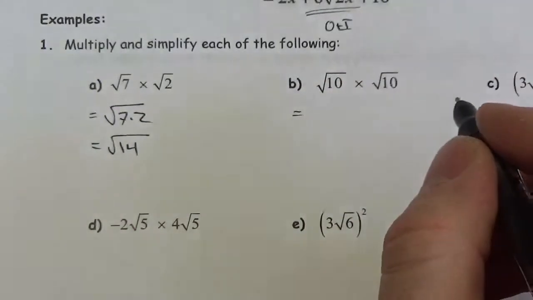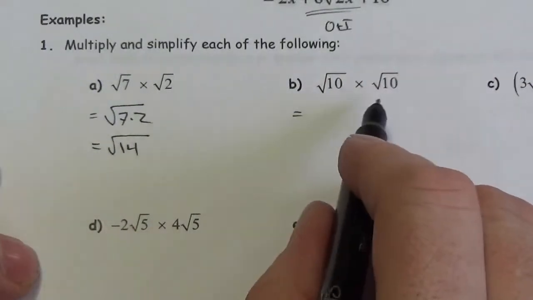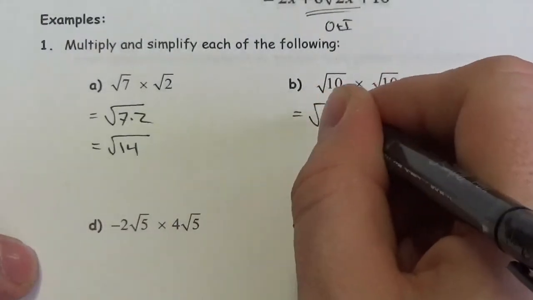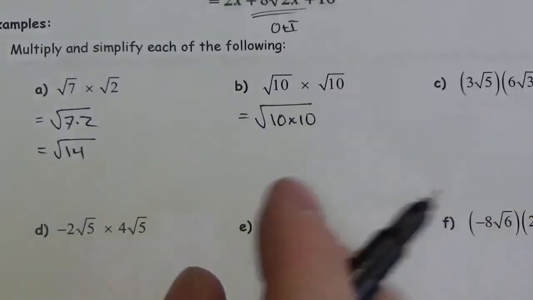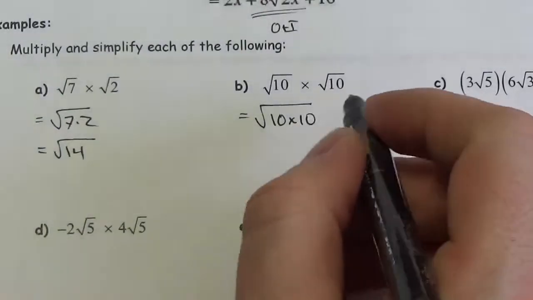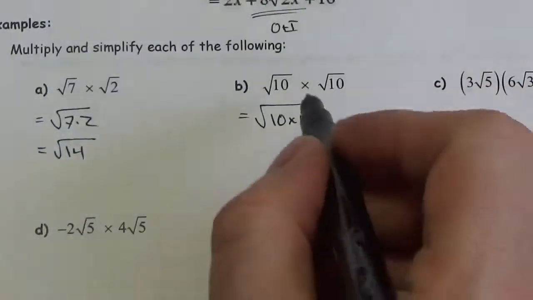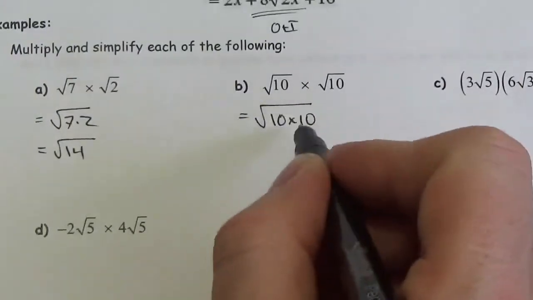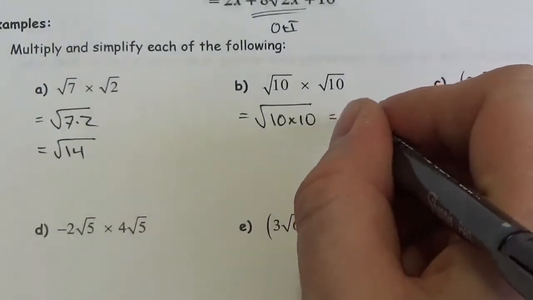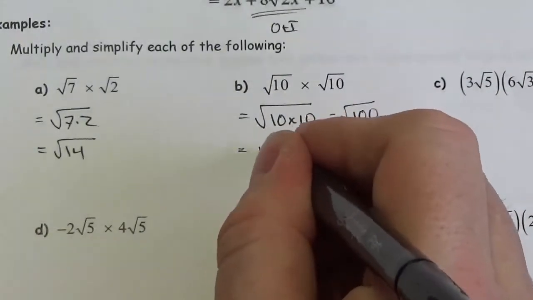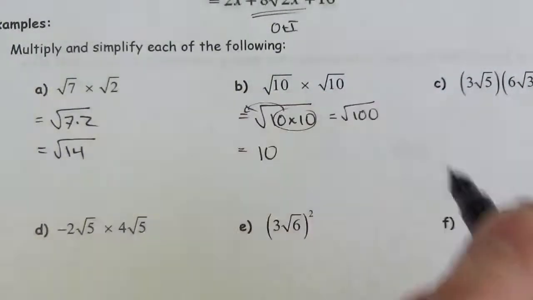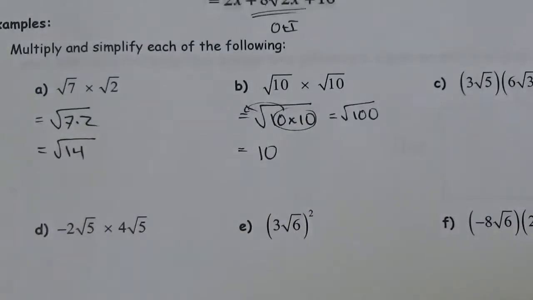Now over here, I'm going to get root 10 multiplied by root 10. Well, I already know that's going to be root of 10 times 10. But then when I think about my rule for simplifying, normally I'm looking for pairs of factors. Well, I've already got a pair of 10s there. So I could say that this is the square root of 100. But I can see right now that's just going to be 10. That pair of factors is going to come out and it's going to leave nothing inside there.